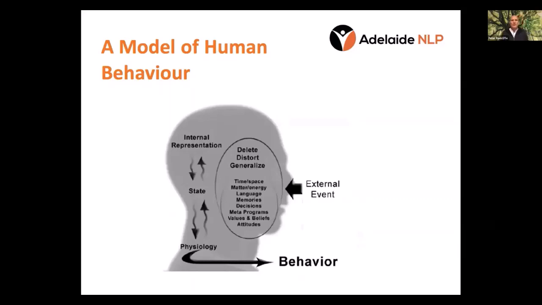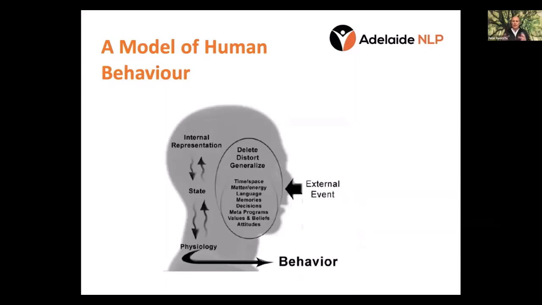But before we do that, we need to work out how the human mind works. And this model was put together by a man called Alfred Korzybski, so it's often called the Korzybski model. I think in the 1920s or 30s, so it's been around for quite a while. And it's one of the base models that we use in NLP.